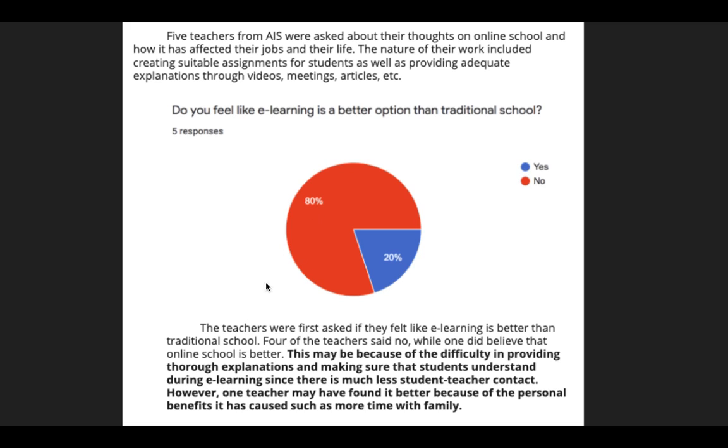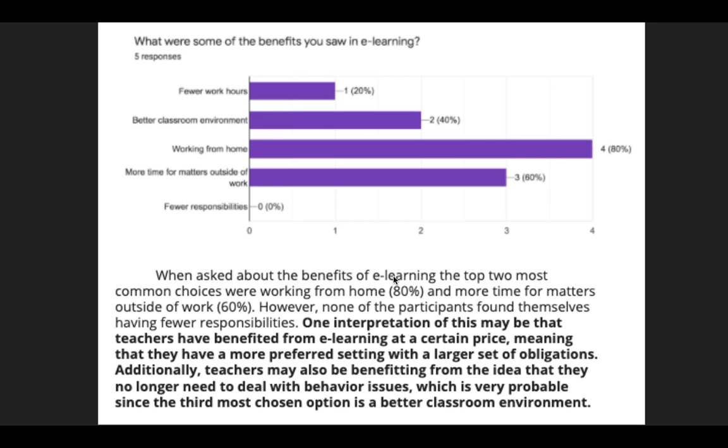She's explained it. The teachers were asked if they felt e-learning is better than traditional school. 4 of the teachers said no, while 1 did believe that online is better. This may be because of the difficulty in providing thorough explanations and making sure that students understand during e-learning, since there is much less student-teacher contact. However, 1 teacher may have found it better because of the personal benefits it caused, such as more time with his family.